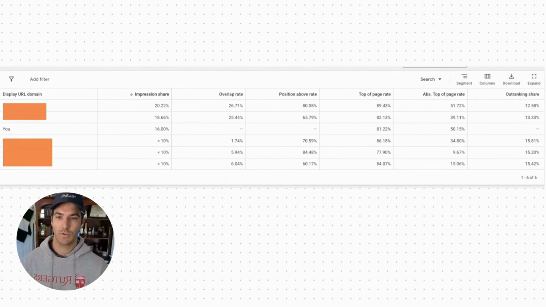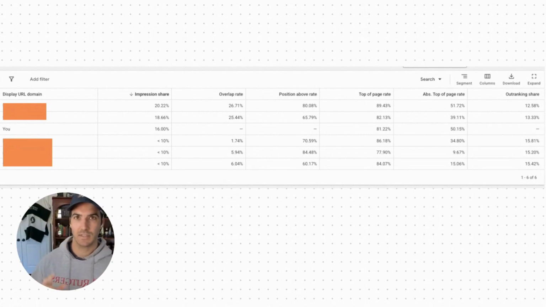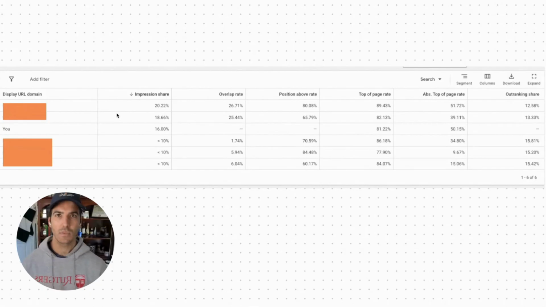When you're looking at this report, the left side is going to show you and some of your competitors' names. The first place I want to start here is the impression share. This is out of all of the auctions you were eligible for, how often your actual ad showed up. Right now, we're sitting at about 16% of all of the auctions, and there are two other competitors above us at 20% and 18 or 19%.